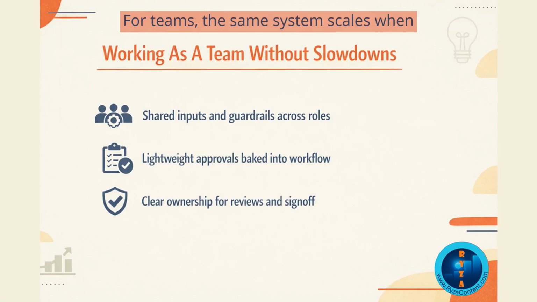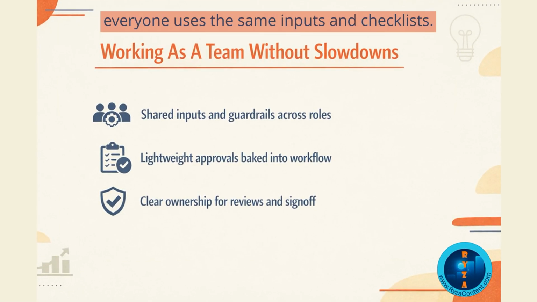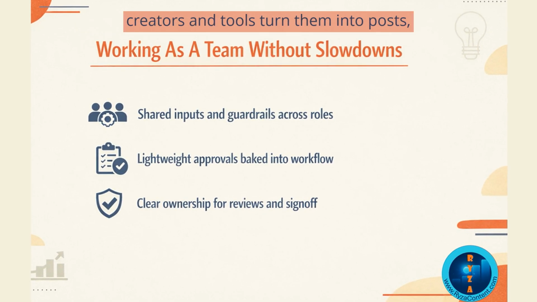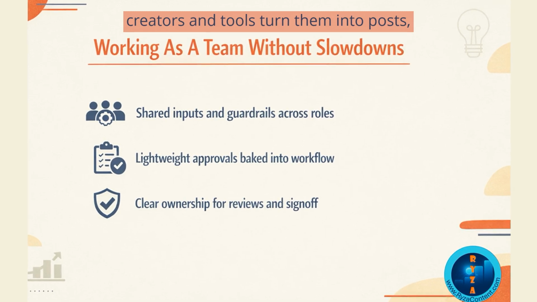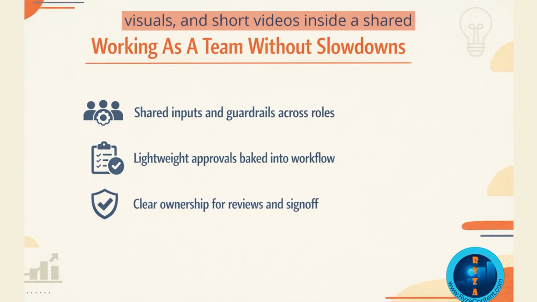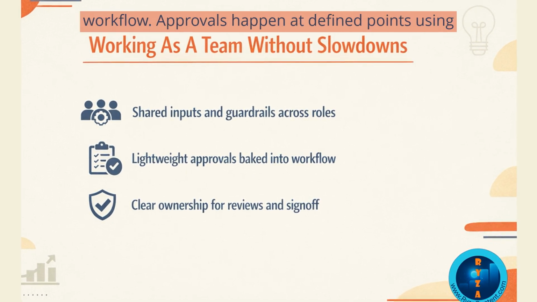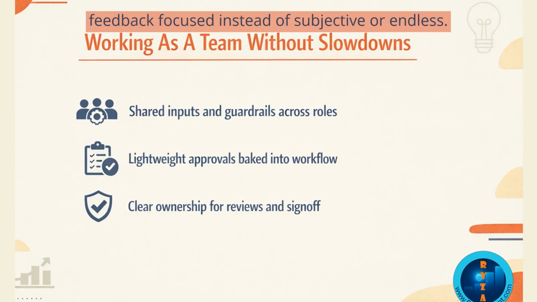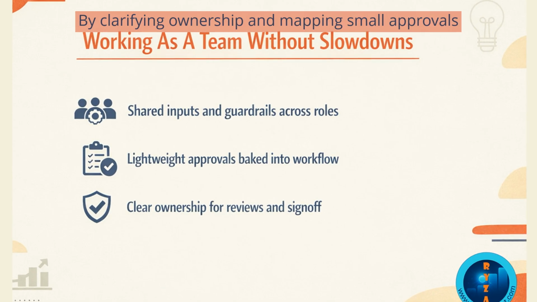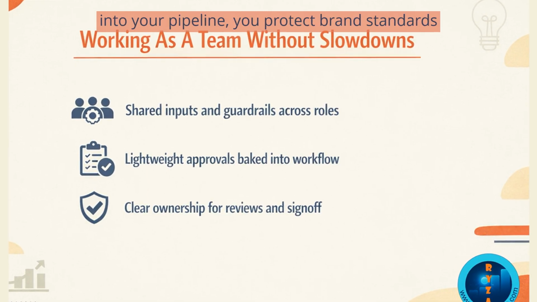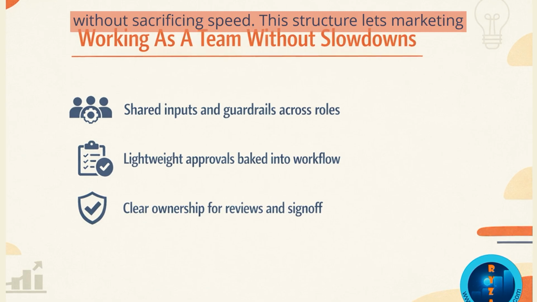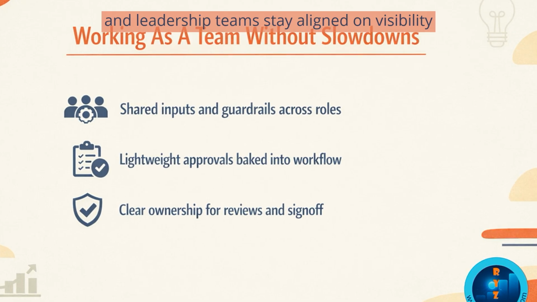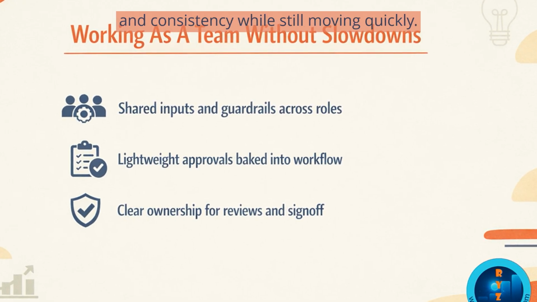For teams, the same system scales when everyone uses the same inputs and checklists. Strategists define themes, tensions, and goals, while creators and tools turn them into posts, visuals, and short videos inside a shared workflow. Approvals happen at defined points using the brand and risk checklist, which keeps feedback focused instead of subjective or endless. By clarifying ownership and mapping small approvals into your pipeline, you protect brand standards without sacrificing speed. This structure lets marketing and leadership teams stay aligned on visibility and consistency while still moving quickly.